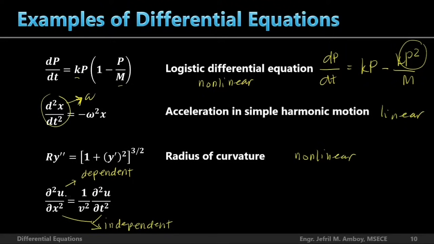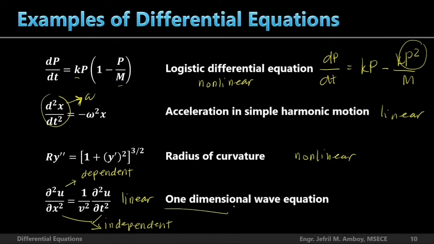Ang exponent niya dito 1, ang exponent niya dito 1, o di ba? That makes the equation linear. So this partial differential equation is linear. And as a matter of fact, this equation is quite popular in partial differential equations. It's called the wave equation. Now, to be more specific, it's the one-dimensional wave equation. Why? Because it only involves one dimension, which is along x.